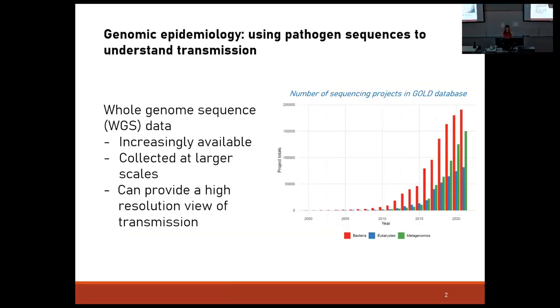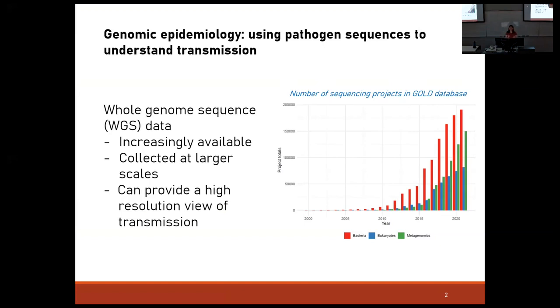So as a little bit of an introduction, what do I mean when I say genomic epidemiology? Well, usually it means that we're going to use pathogen sequences to try and understand something about transmission. And of course, transmission there can mean many different things. We can be thinking at a global scale, but in the perspective of today, I'm going to be thinking more about figuring out person-to-person transmission.